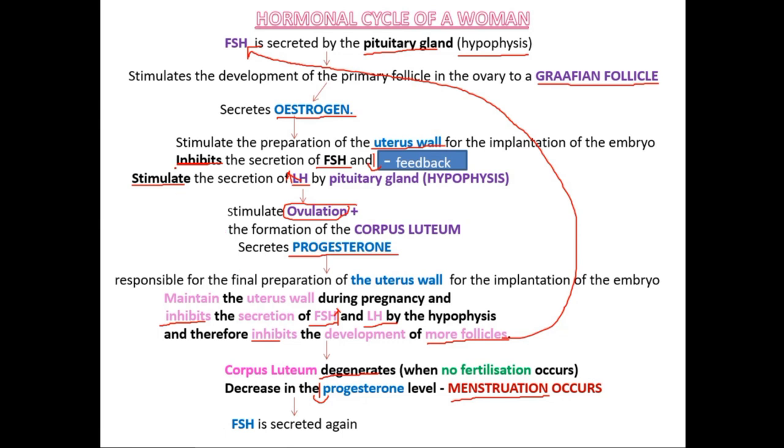We call this part over here negative feedback, the inhibiting part. So whenever something inhibits, that's negative feedback, and where it stimulates, that's called positive feedback. Where else do you see negative feedback in this diagram? You'll see it at this point over here. It inhibits the secretion of FSH and LH, and that's also negative feedback.